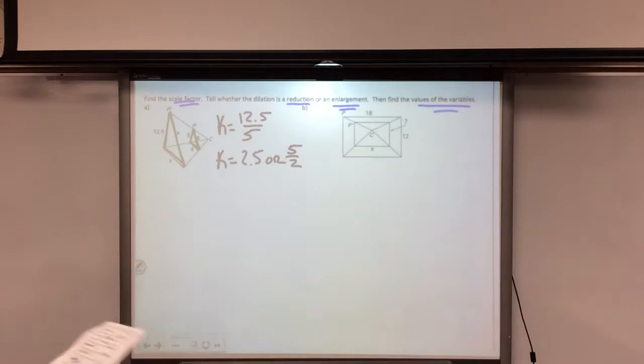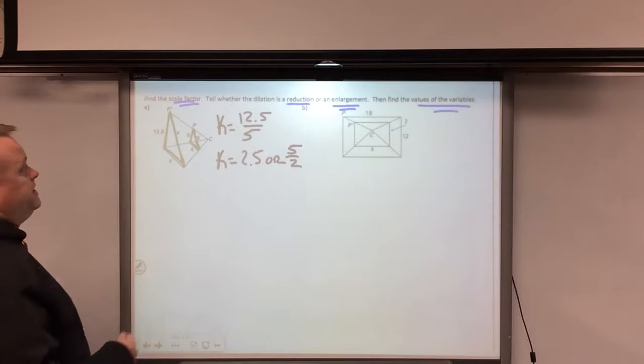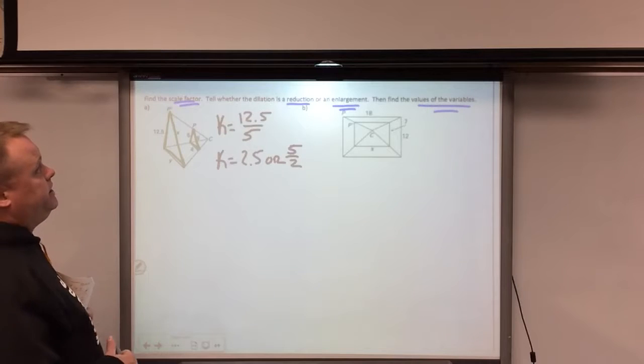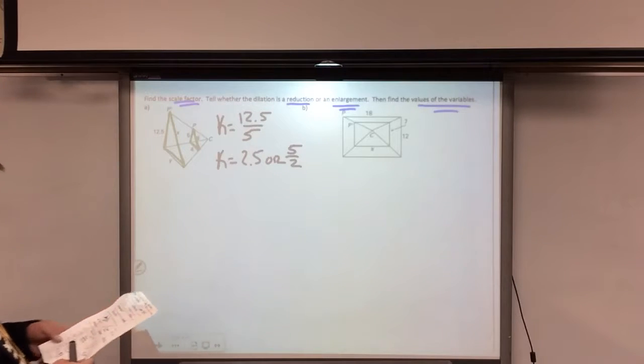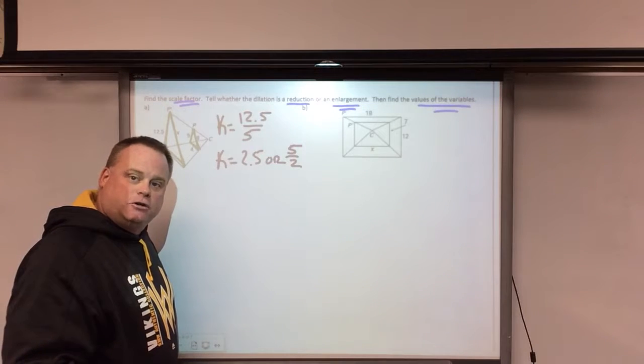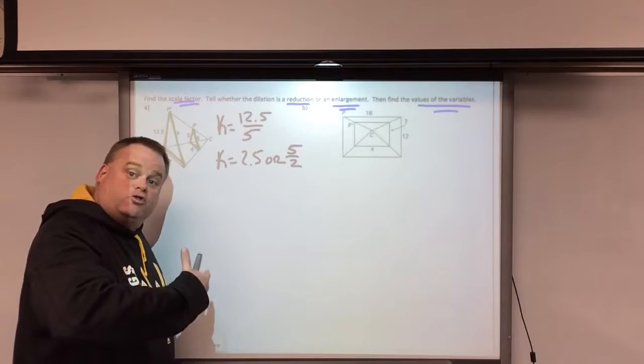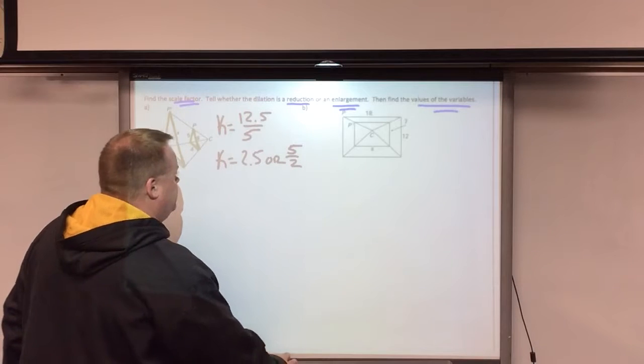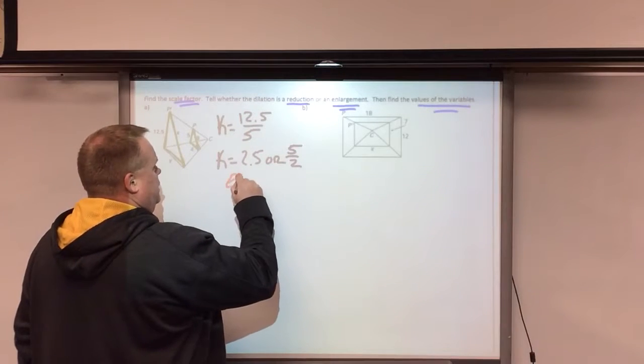So as I look at this, now I know my scale factor. Now I need to find out if it's a reduction or an enlargement. If it's 2.5, is it a reduction or enlargement? The scale factor is greater than 1, so I know that this is an enlargement.